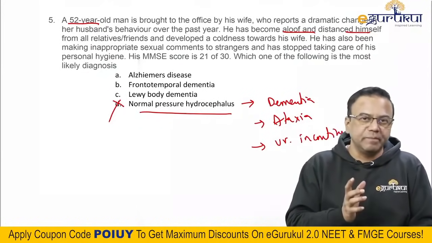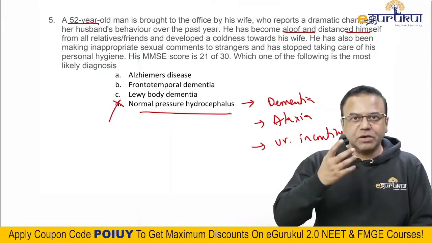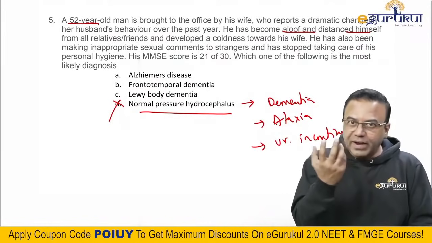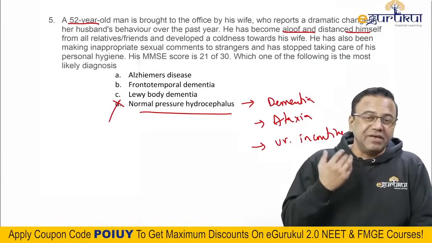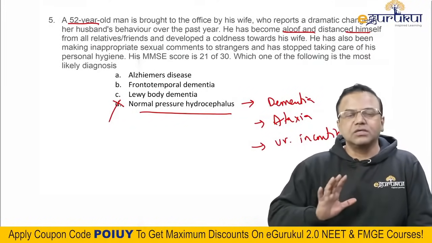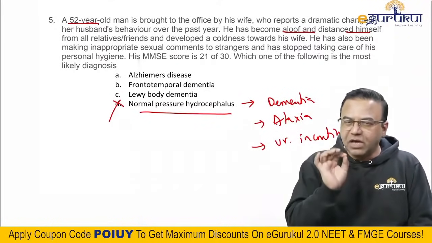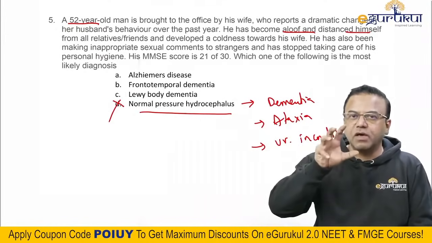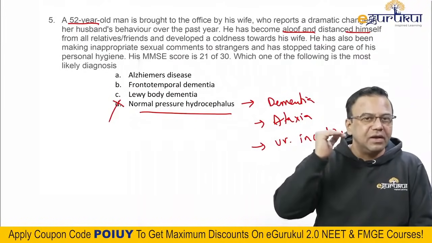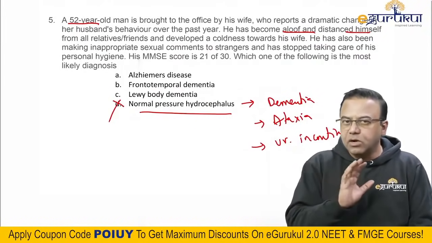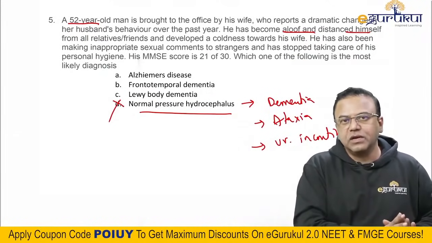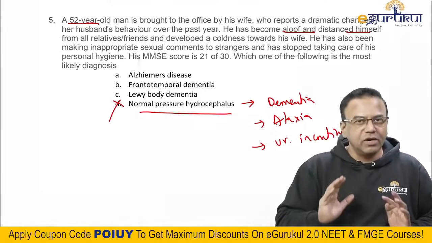What is visuospatial? The patient's depth perception, the patient's ability to locate objects in space, navigational problems. These things they will not describe for frontotemporal dementia. Navigational problems, depth perception, recognition of what object is where, all these things are affected in Alzheimer's and in Lewy body, but not in frontotemporal dementia. So visuospatial you do not get in frontotemporal dementia. They are seen in Alzheimer's, they are seen in Lewy body dementia.